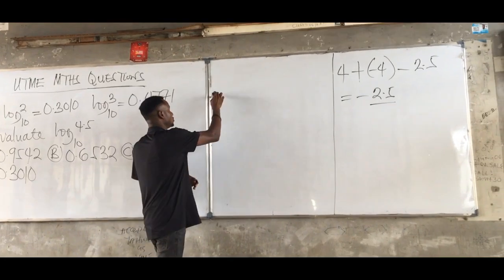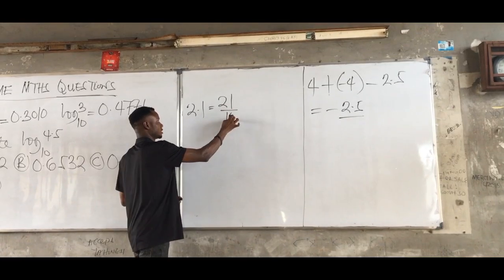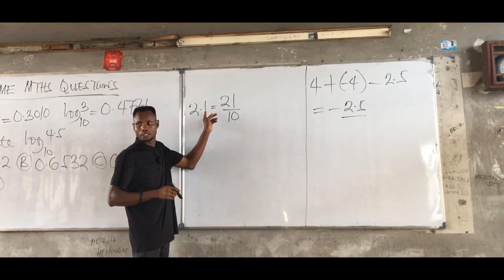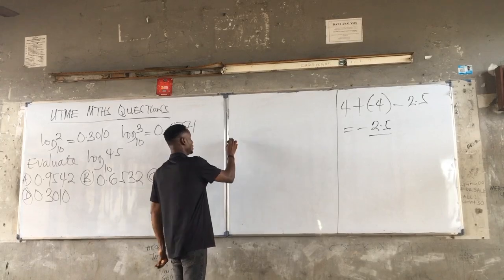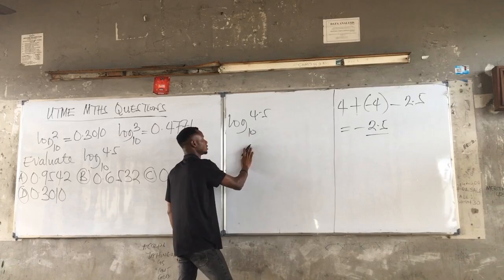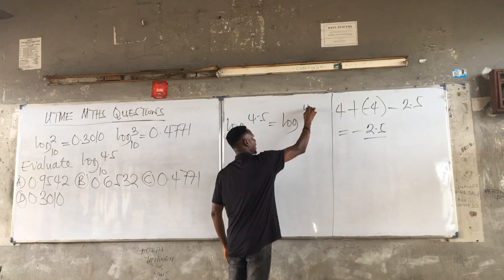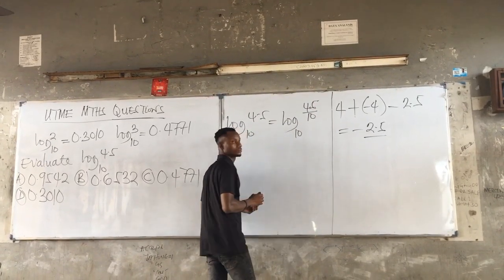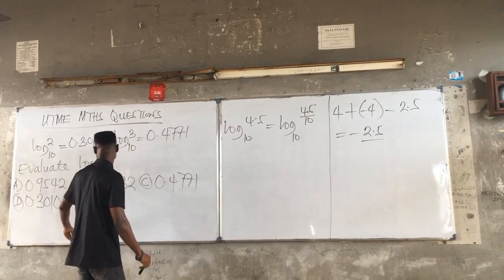What does it mean here? It means that if I have this to be 2.1, this is the same as 21 over what? This is 10. Alright? Okay? Because 21 over 10 will give us 2.1. Sorry, the same thing here. If I have this guy here to be log of 4.5 base 10, this is the same thing as log of 45 over what? 10. Am I correct? Base what? 10. Class, are you guys confused? 45 divided by 10. What is the answer to this?